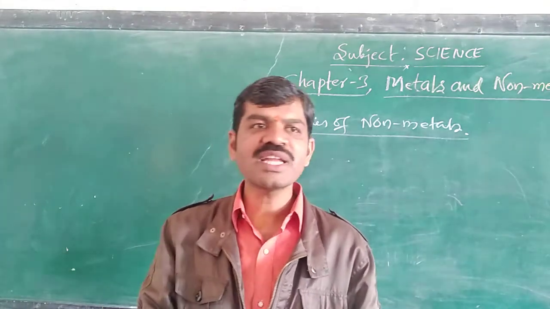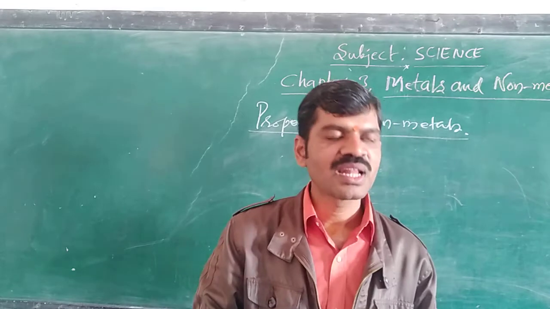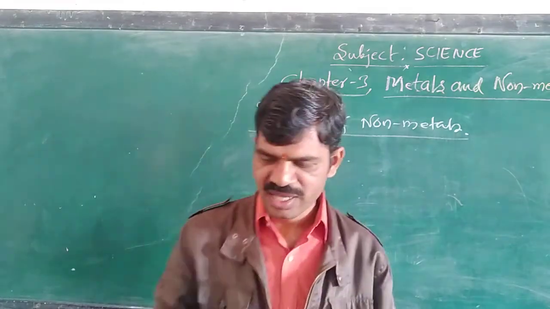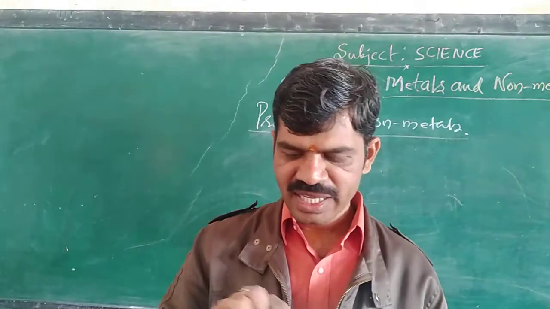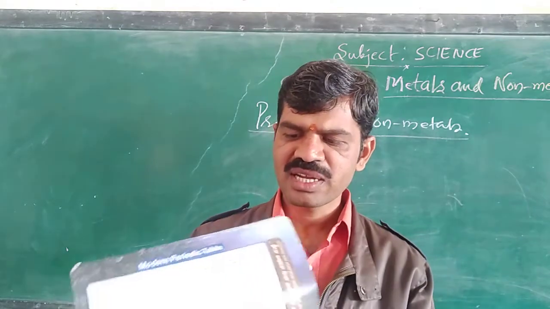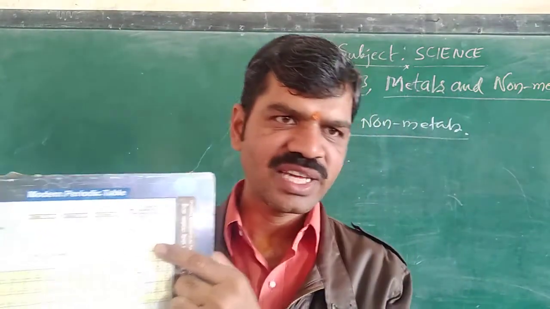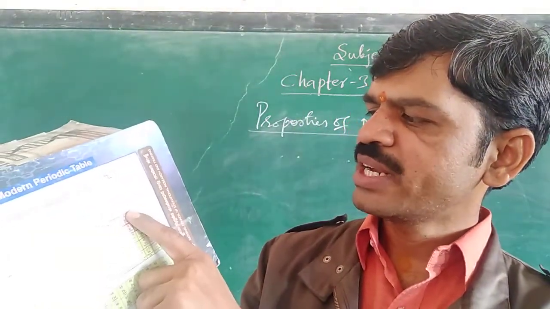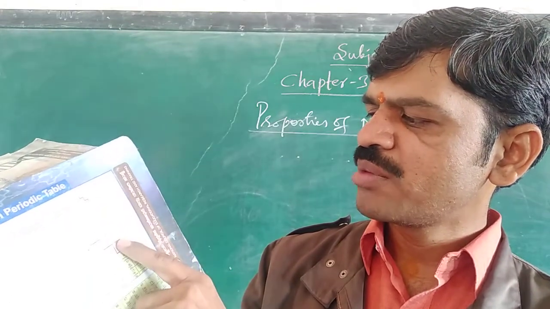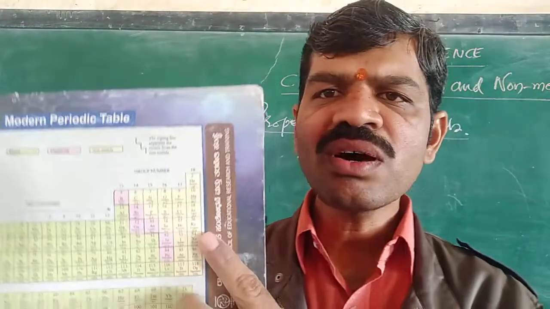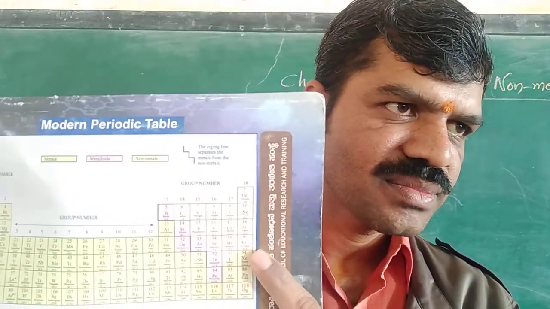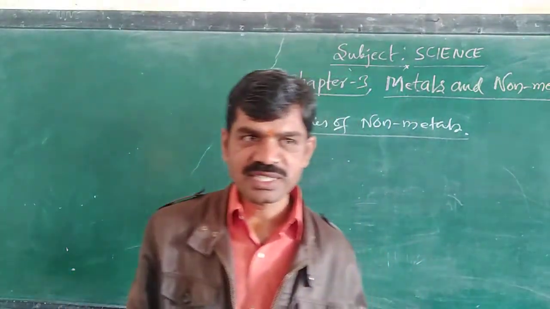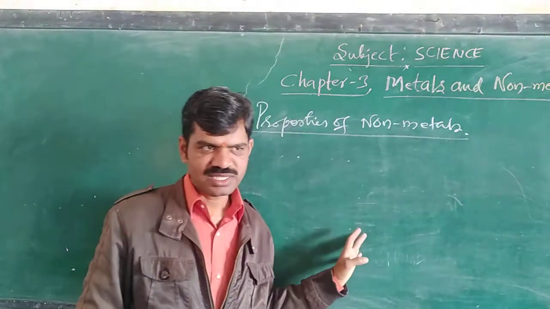The only non-metal which is in liquid form is bromine. Almost all the non-metals are either solid or gaseous. I told you already, in the periodic table on the last page of your textbook, you can see the yellow colored boxes. So helium, carbon, nitrogen, oxygen, fluorine, neon, phosphorus, sulfur, chlorine. These are all non-metals, isn't it? So we were discussing the properties of metals that will not be there in non-metals.